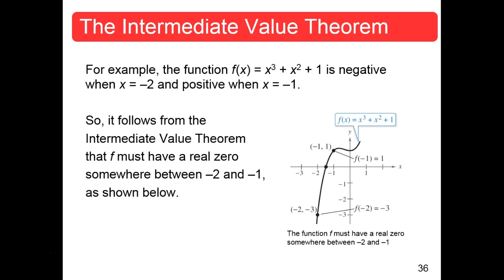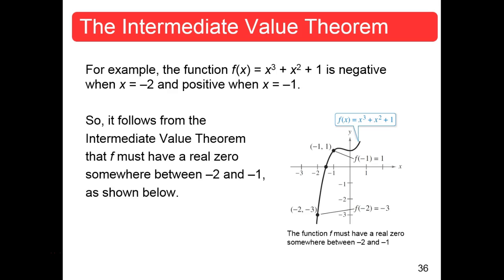So let's leave 0 and go down to negative 1. Let's go more negative, like negative 2. What would this be? Negative 8 plus 4 plus 1 would be negative 3. Whoa! At negative 1, this is positive. At negative 2, it's negative. So you know there's got to be a 0 in between negative 2 and negative 1. Well, you know it's not going to be an integer, don't you? Because there aren't any integers between negative 2 and negative 1.